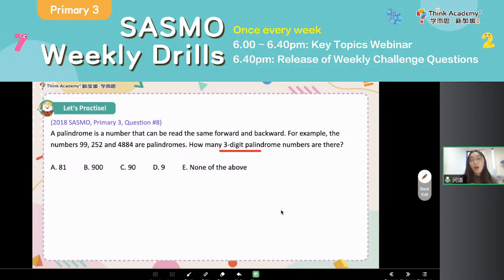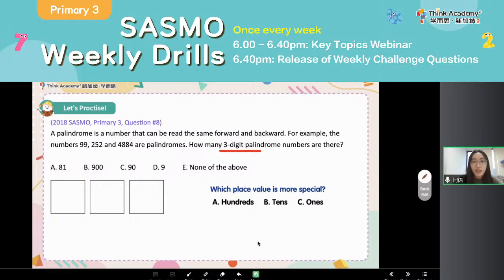Think about it. Firstly, since the question already told you it is a 3-digit number, we just put the 3 boxes here to represent ones, tens, and hundreds. And then think about it. Which place value is more special in this question? Which one is more special?